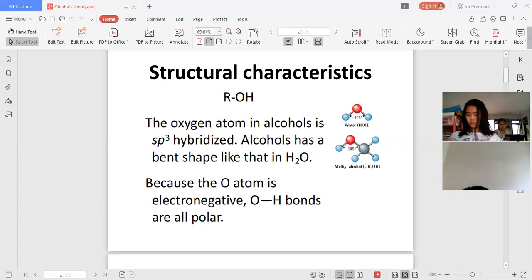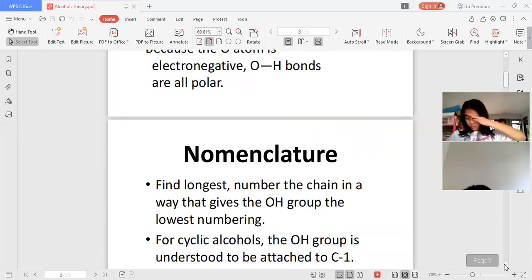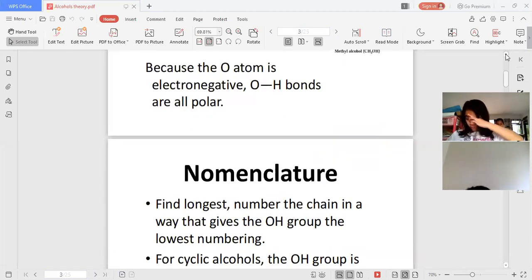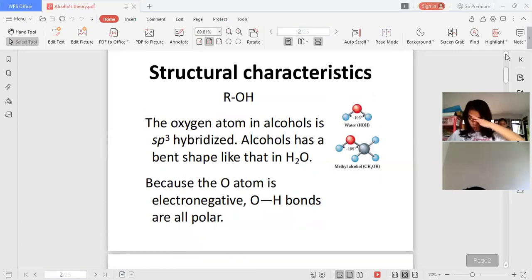And this also explains why alcohol is soluble in water. It is soluble in water, and the intermolecular force between the molecules is called hydrogen bonding.